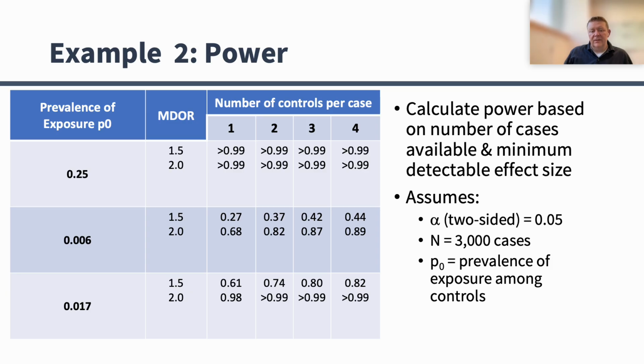So if we have something that's not very prevalent, then to get high enough power, you probably need to start matching more controls. But even then, we're not going to detect this lower odds ratio with that study characteristic of 3,000 cases. We need a lot more cases.